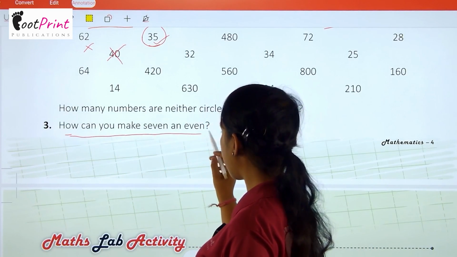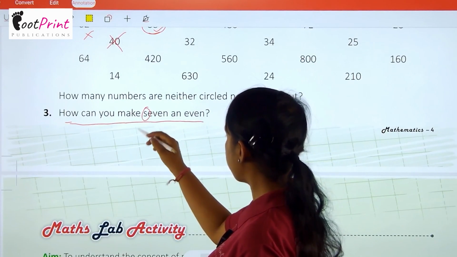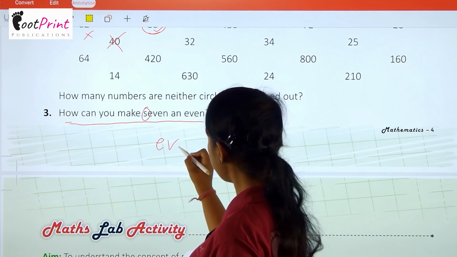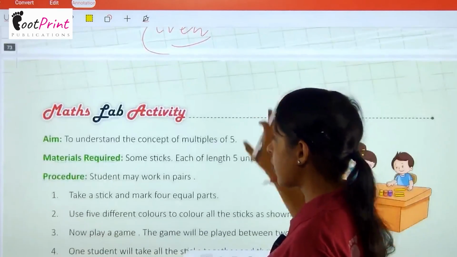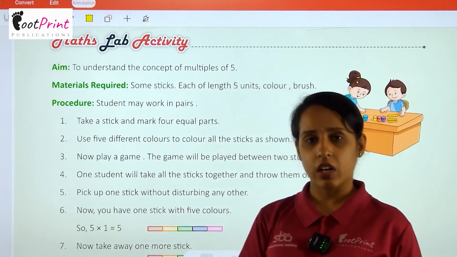How can you make 7 an even? So if we remove s from seven, it will become even. It is a tricky question only. So here is a math lab activity that you will do with your class teacher in your class.